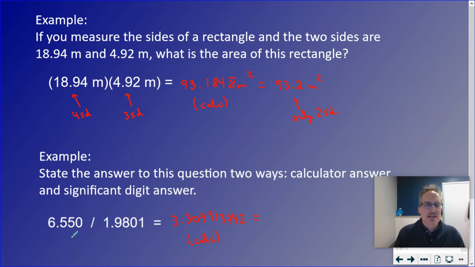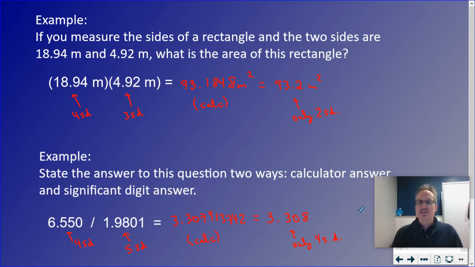Okay. When I take a look here, this number has 4 significant digits. This number has 5 significant digits. So we're going to put our answer into 4. So I'm going to use these 4: 3.30. This one's going to round this number up. So it's going to be 3.308. I'm allowed, again, only 4 significant digits.